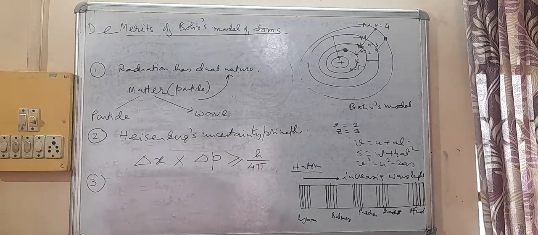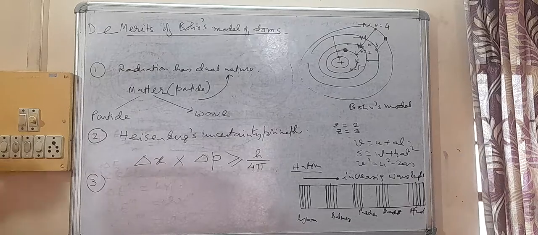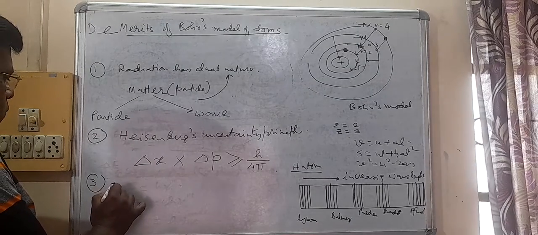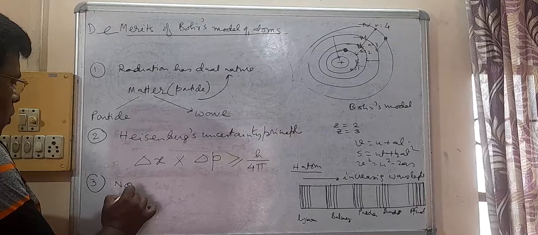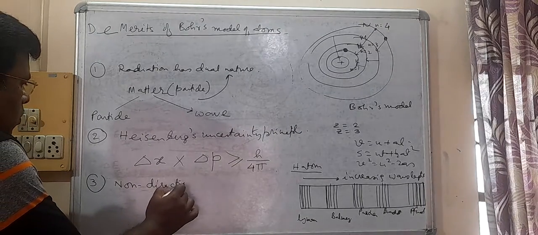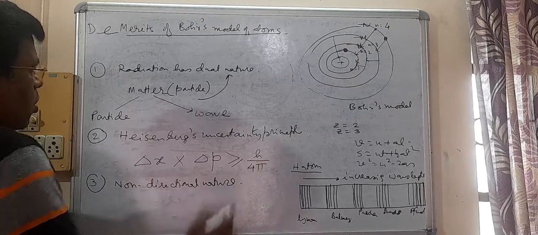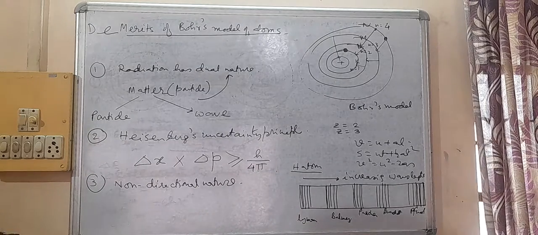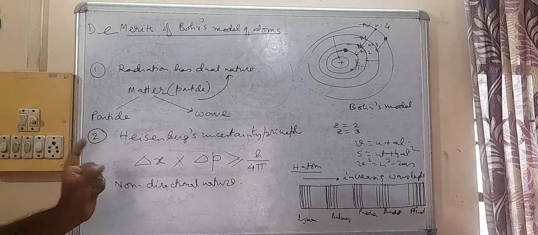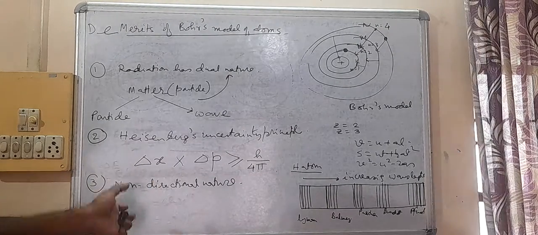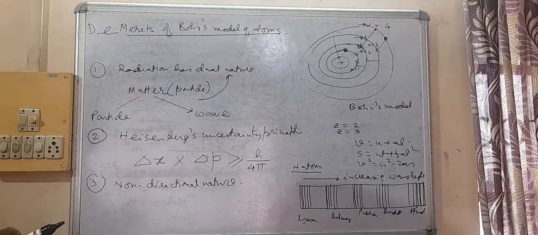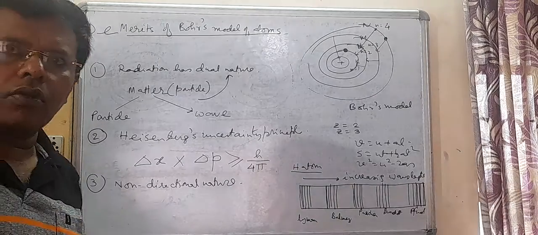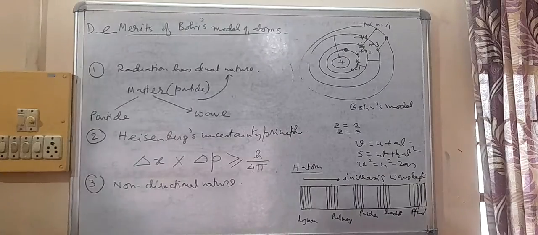Another serious drawback or demerit of Bohr's model of atom is that Bohr's atom was non-directional in nature, and Bohr's model of atom could not explain the formation of bonds in a molecule in a certain direction. That Bohr could not explain.